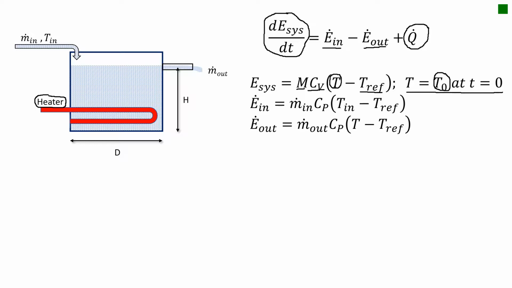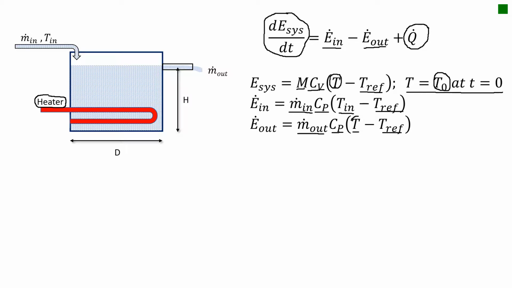Now let's look at our energy coming in by flow terms. The energy coming in will just be the mass flow rate coming in, m dot, times the heat capacity at constant pressure, times the inlet temperature minus the same reference temperature. Energy leaving is just equal to the mass flow rate out times the heat capacity at constant pressure, times the temperature minus the reference temperature.